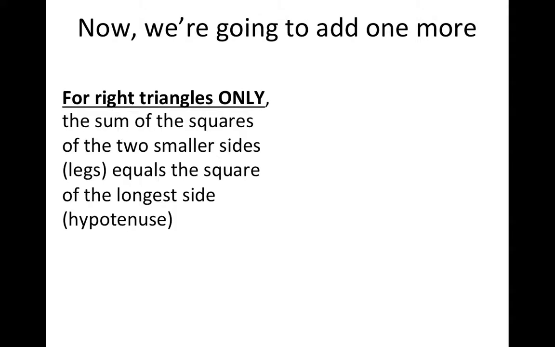And the one we're going to add is for right triangles only. Now this is something people often get confused about, but the Pythagorean theorem doesn't work for every triangle. It only works for right triangles. That is, a triangle that has a right angle in it. And what it says is that the sum of the squares of the two smaller sides, which we call legs, equals the square of the longest side, which we call the hypotenuse.